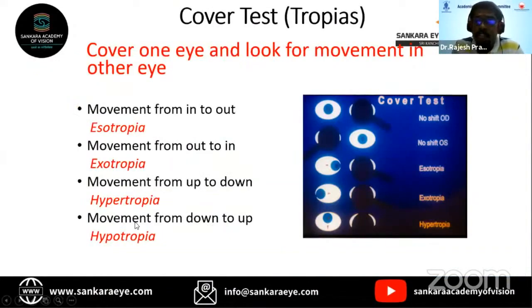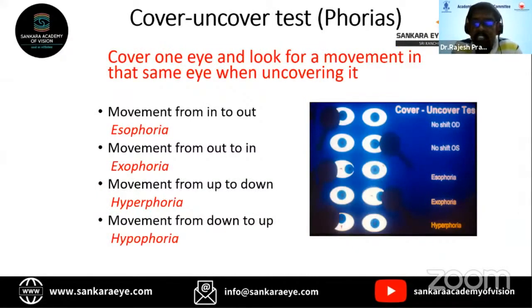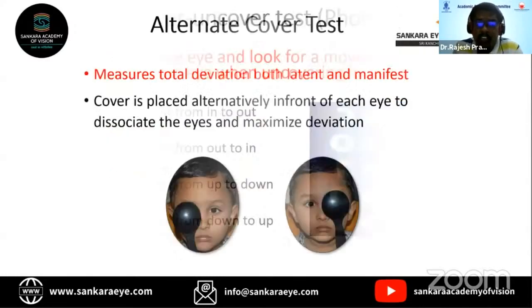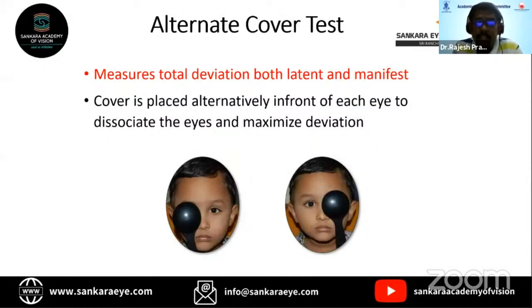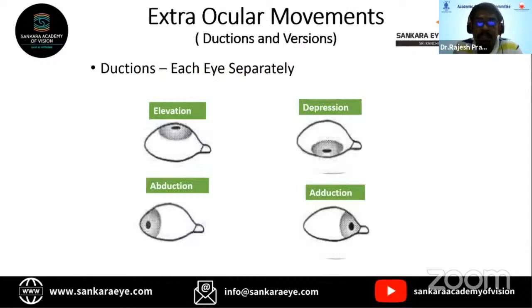Cover test, as you all know, is to detect the tropia. We cover one eye and look for the movement in the other eye, which shows the presence of tropia. And cover uncover test is to detect the phoria, where we cover one eye and look for the movement in the same eye when uncovering it, which will bring out the phoria component of the squint. And alternate cover test, where we don't allow the child to fuse at all, will give the measurement of the total deviation that is both latent as well as the manifest.